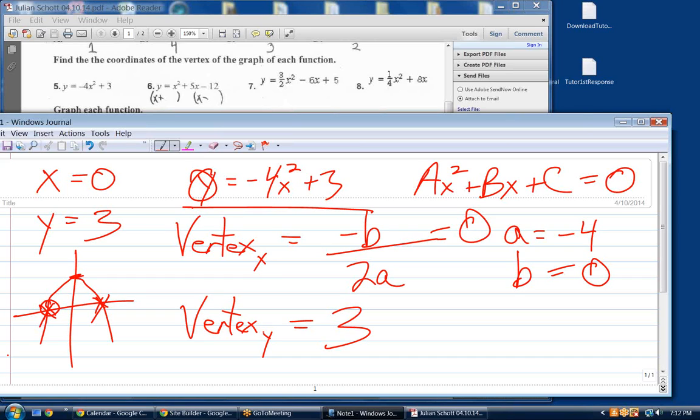Any 3 points graph a parabola, and the best 3 points are the coordinates of the vertex and the 2 x-intercepts, if there are x-intercepts. There don't have to be x-intercepts. In other words, I can have a parabola like this, but they're not going to give you those yet. Okay, notice that doesn't have any x-intercepts. So there is no place where y is equal to 0. All right, let me erase everything here but that.